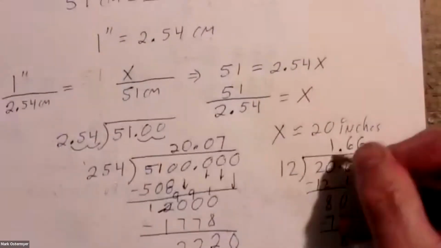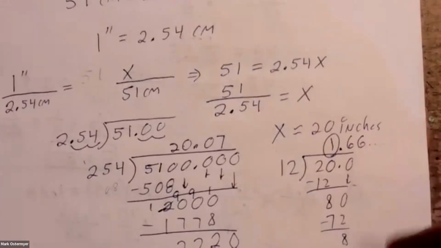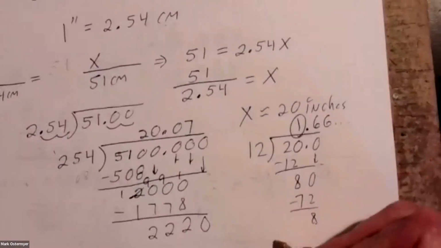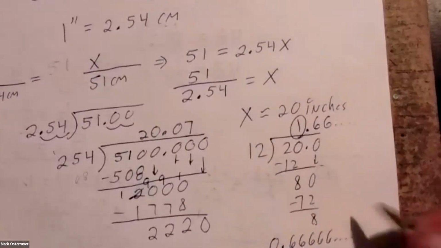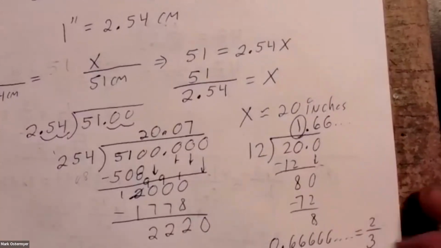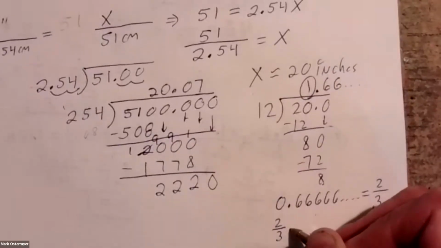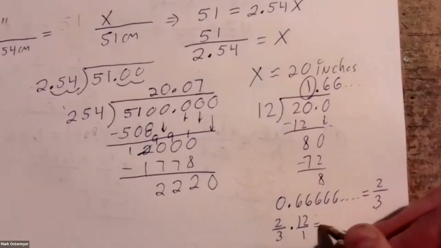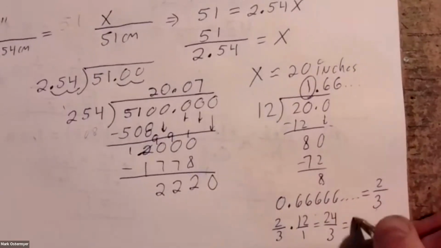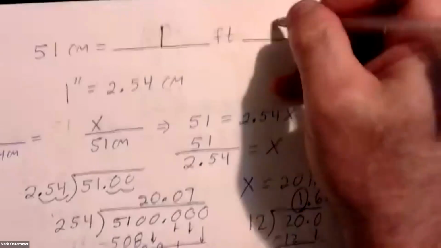1 whole foot, right? And we got 0.666666, but isn't 0.6666 the repeating decimal 2/3? Yes. 2 divided by 3 is 0.666. So we got 2/3 of another foot. So what's 2/3 times 12 more inches? It's about 8 inches. We got 1 foot, 8 inches. There we go.